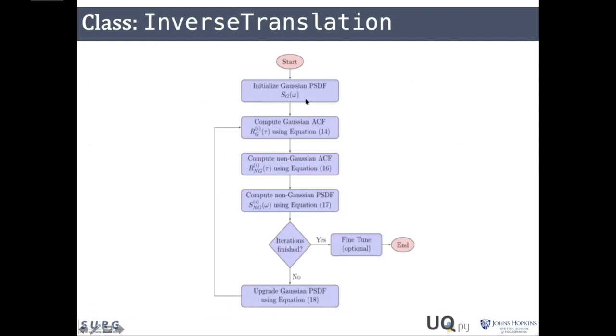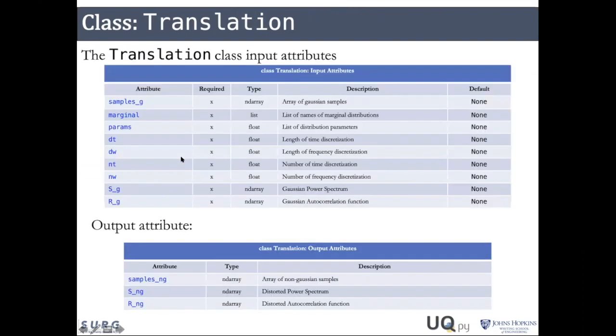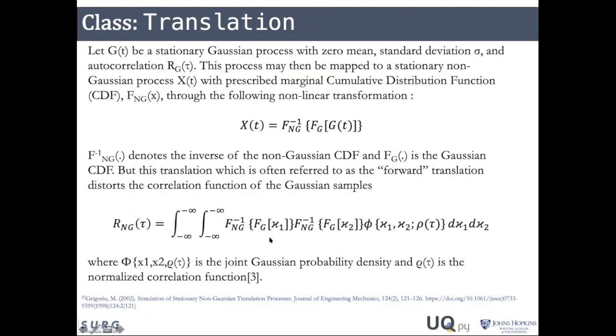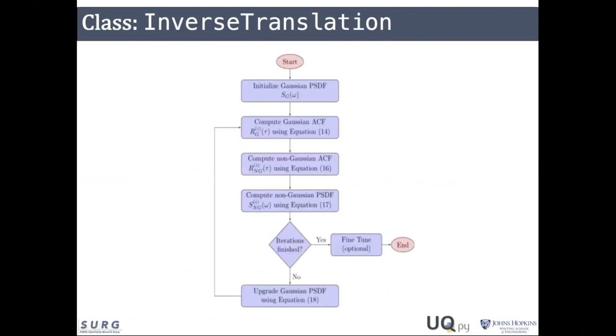First, we start with an initial guess for what the Gaussian power spectrum might be, and we compute a Gaussian autocorrelation function using the Wiener-Khinchin transform. Then, using the Nataf transform, you compute the translated non-Gaussian autocorrelation function, and we convert it back into a non-Gaussian power spectral density function using the Wiener-Khinchin transform again.